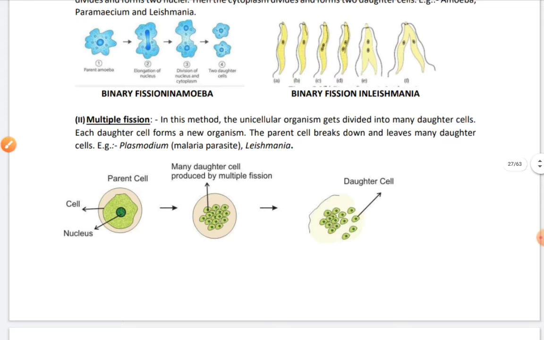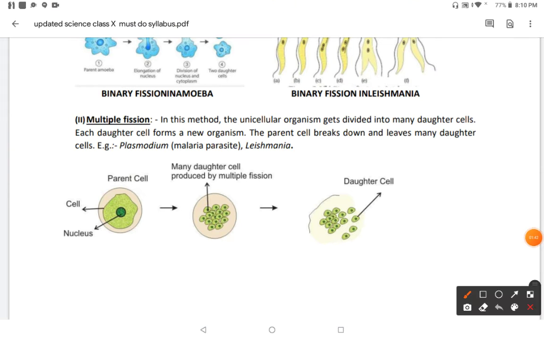And next is multiple fission. Multiple fission takes place in unicellular organisms, where the single-cell organism divides into many daughter cells, and each daughter cell forms a new organism. The parent cell breaks down and leaves many daughter cells, like in plasmodium, where you can see the parent cell divided into many daughter cells. This is about multiple fission.